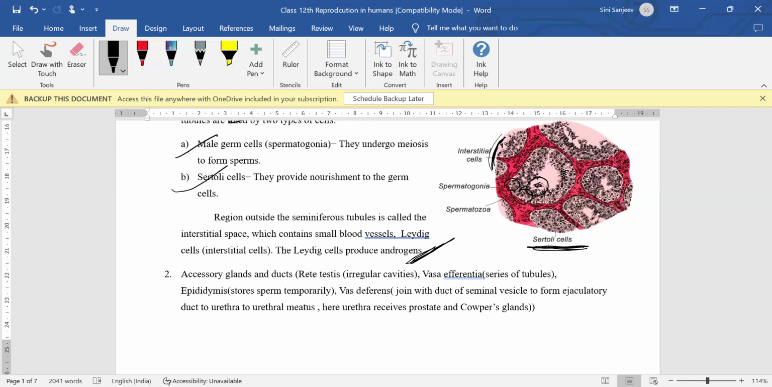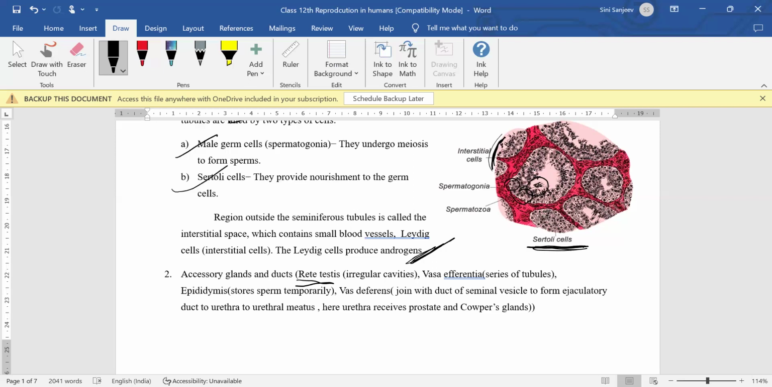Now, if you see over here, the first part is the rete testis. The rete testis is nothing but the irregular cavities present inside that particular gland. That is the first one. Then the second one you have is the vasa efferentia. Vasa efferentia are a series of tubules. Lots of tubules will be present over there, hence it's called the vasa efferentia. The third part is the epididymis.